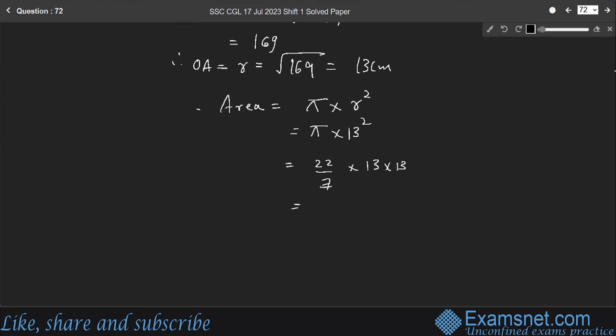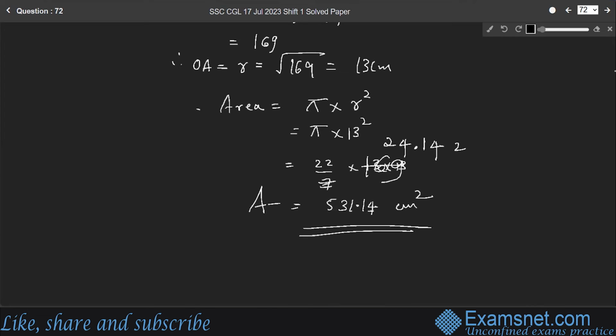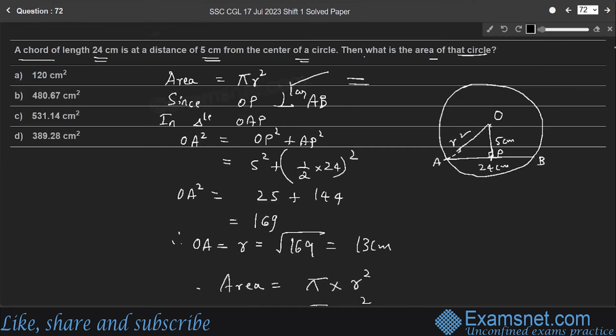Or else you can directly take it as 169. 7 into 2, 14. 7 into 4, 28. Again 7 into 1, 7 into 4, 7 into 2, 24.142 into 22 will give you 531.14. So the area of the circle, with unit centimeter square, is 531.14 centimeter square. So look at the options, 531.14. Option C is the right answer.